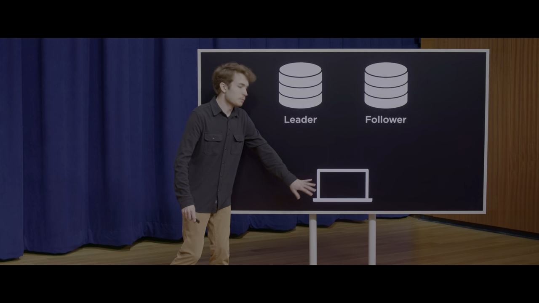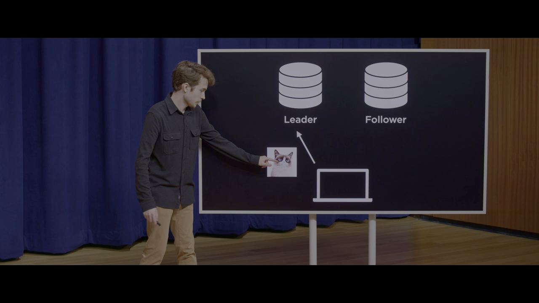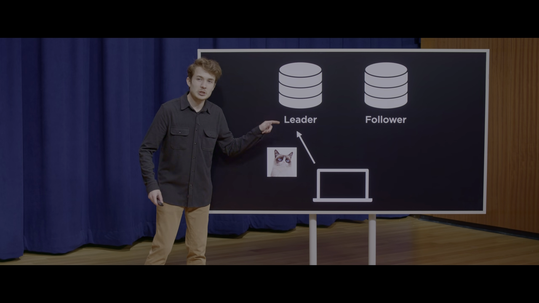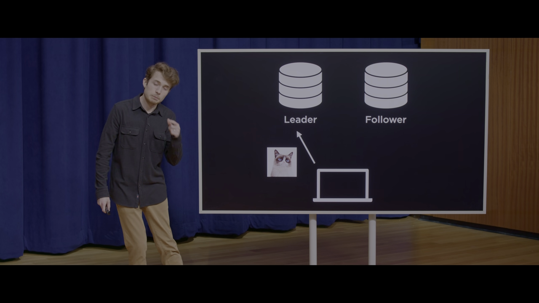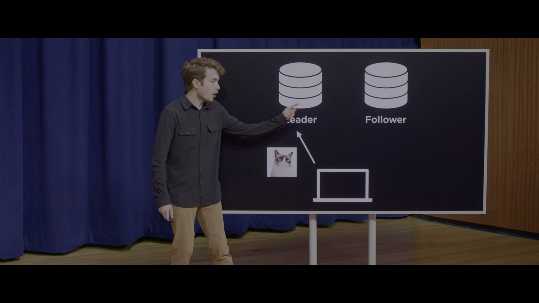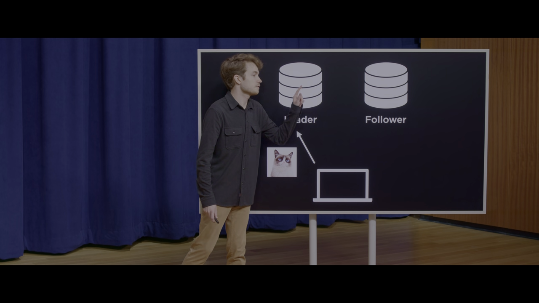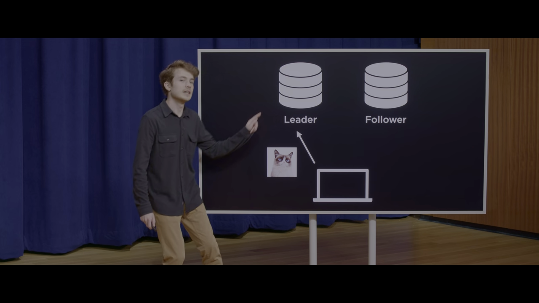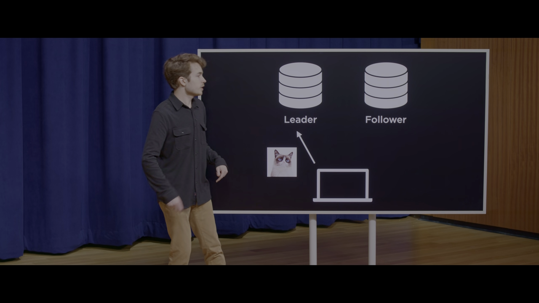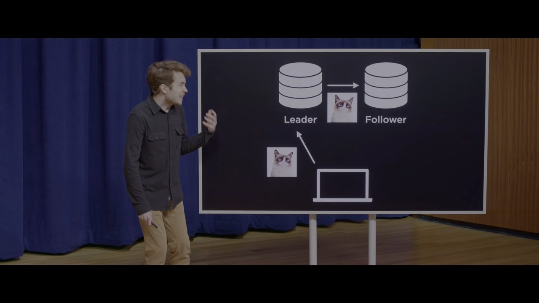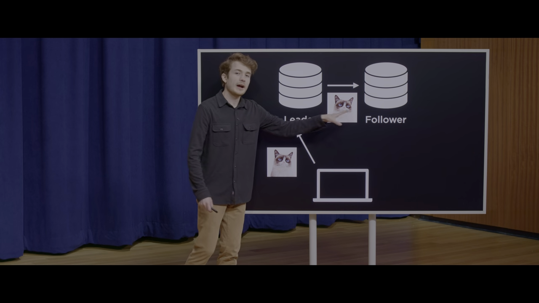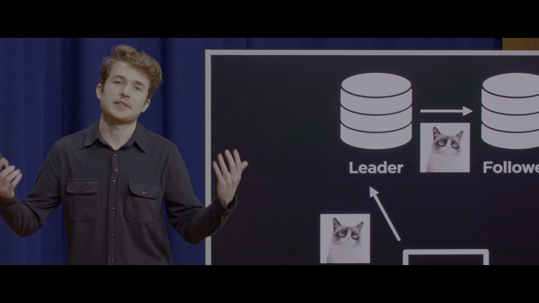So if I'm uploading some profile photo, I'll send this photo of me right here to my leader, and that leader will then take that profile photo and store it on the database. But before long, the leader will also communicate with the follower, make sure that the follower has a copy of this data elsewhere. So it will forward on this update to the follower, who will then process it in turn. And now that both the leader and the follower have this data, well, who could I ask to see the latest profile photo for Carter Zanke? Which server might have that?